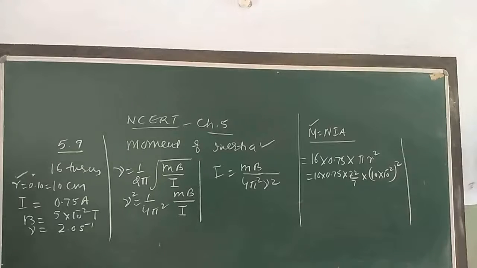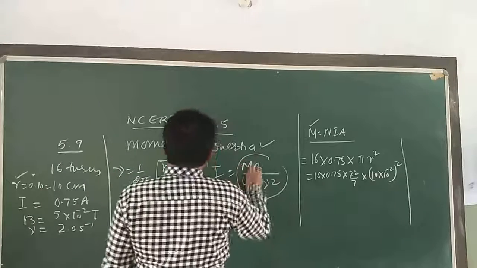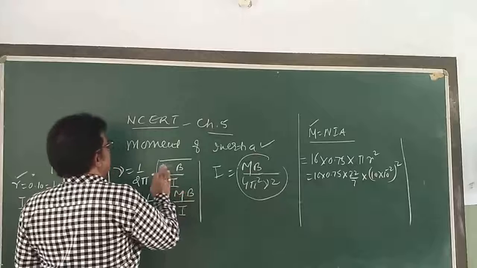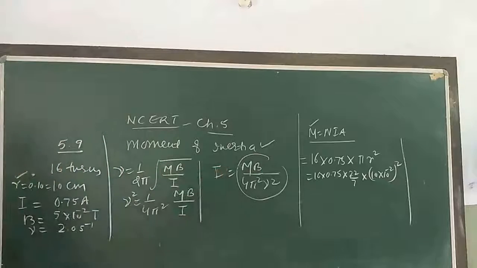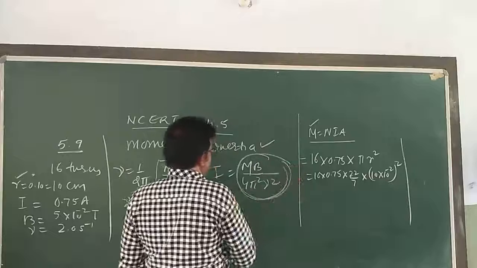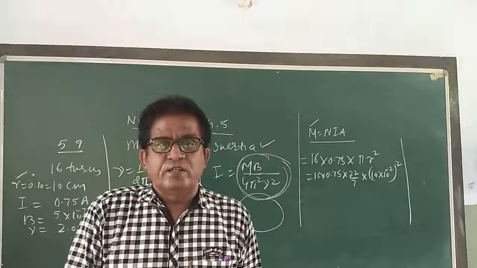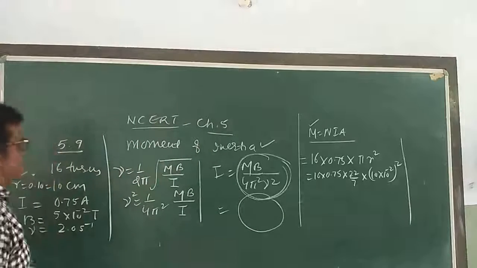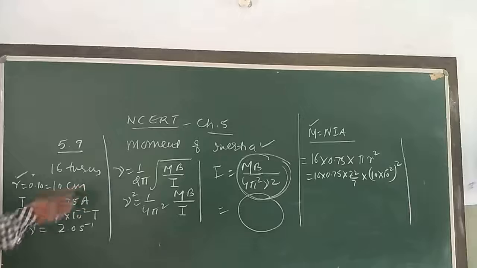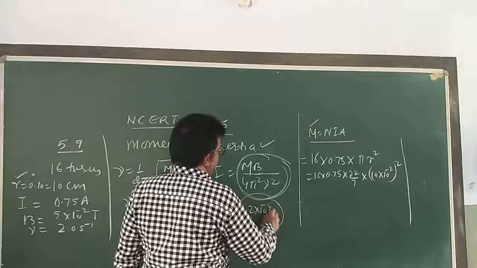Then put in these values, I equals mB. All the things are given. Write capital M for this, so you have found capital M there. Put all the values here. Dear children, when you put it here you can easily find the moment of inertia. You know the unit of moment of inertia? Kilogram into meter square. That will be around 1.2 into 10 raised to power minus 4.